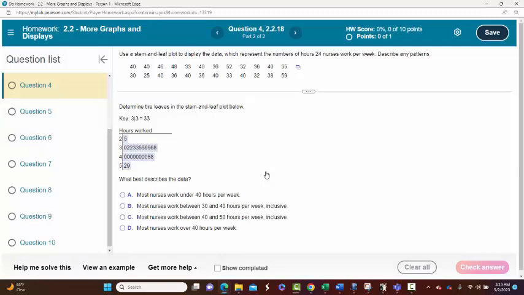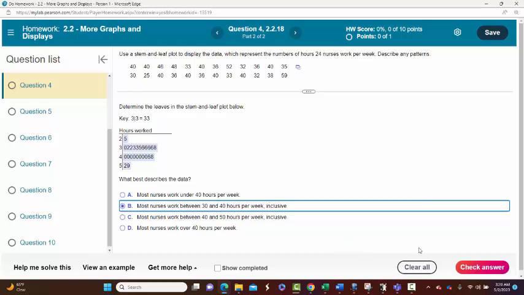Okay, one of these kinds of questions. Most nurses between 30 and 40, I guess, would have to be the right one, because you see its leaf sticks out a little farther than the 40s. Like I said, this kind of thing I don't put on a test, but I like it. Makes you think about it a little bit.